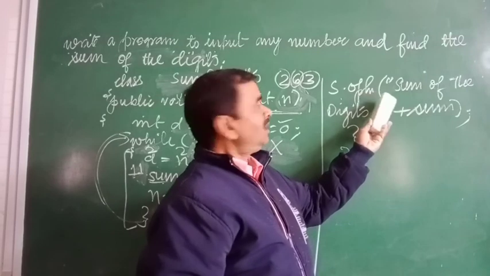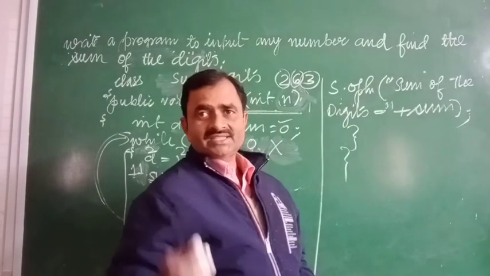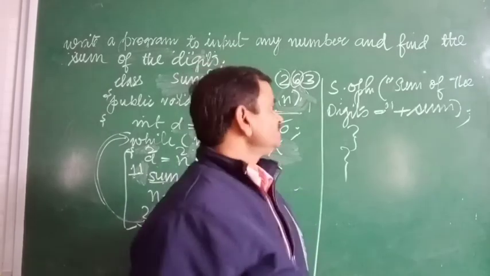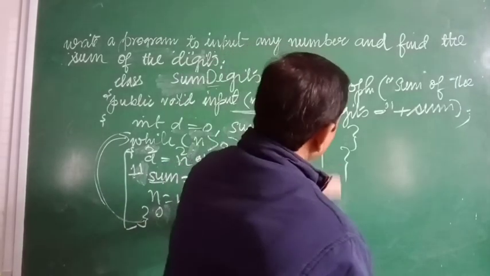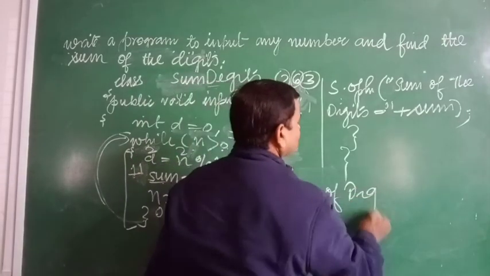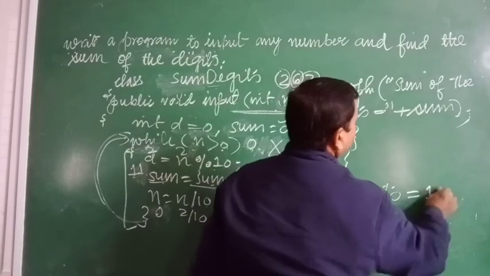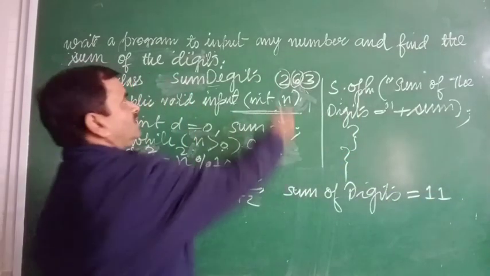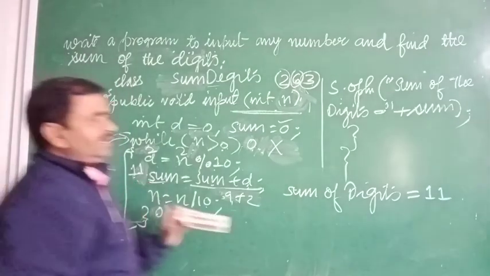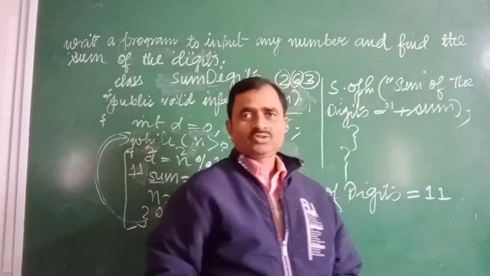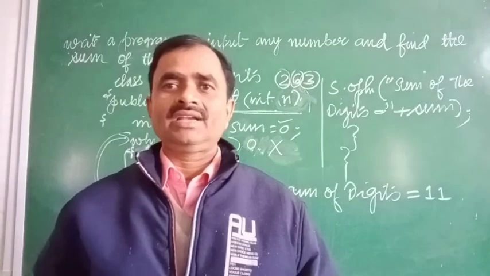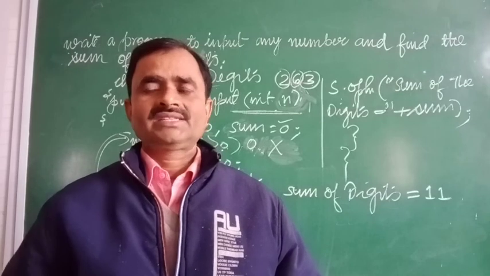So "sum of the digits" is the message you will get on the screen before printing the value of sum. Thus the answer will be sum of digits equal to 11. According to this, 3 plus 6 is 9, 9 plus 2 equal to 11. That is stored here in variable sum and it will be the output. So dear students, this is the way we can separate the digits and use the separated digits in the program.